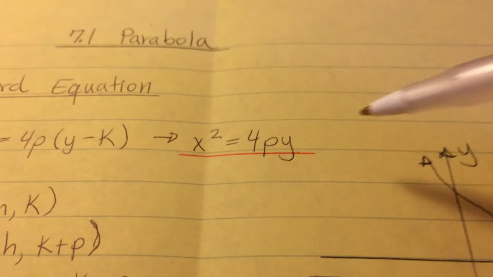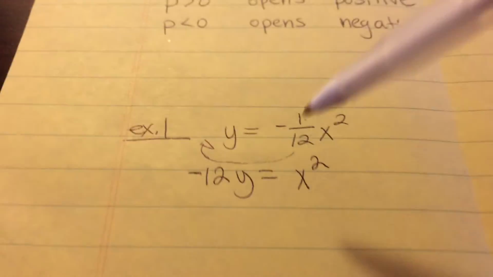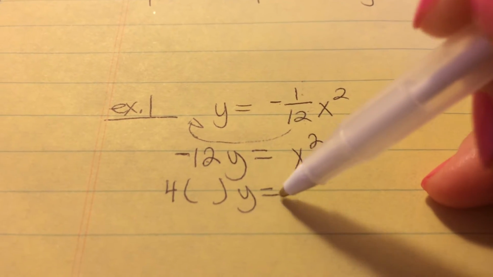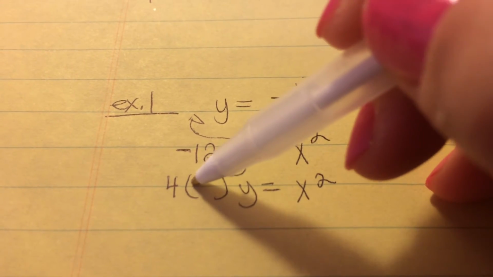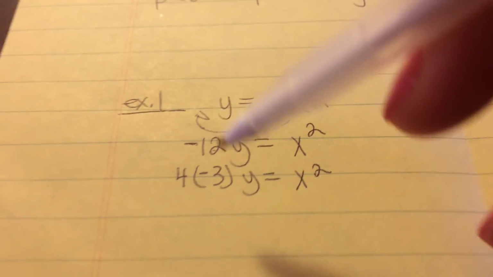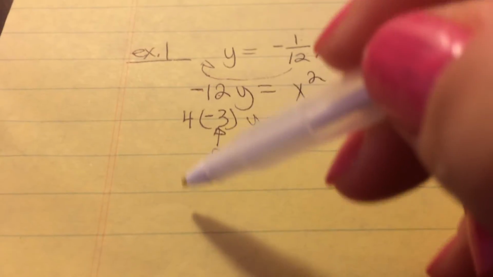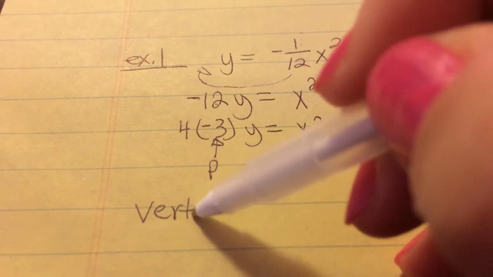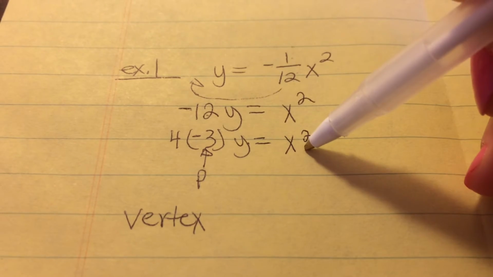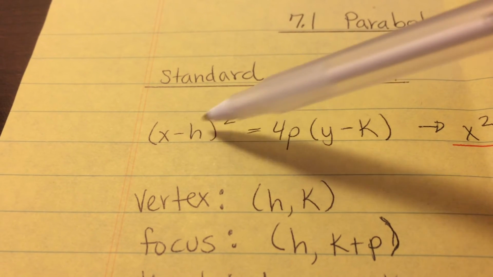Now, the formula says I have to have a 4, and then 4 times something, which is p. In this case, 4 times something has to give me negative 12. So it has to be negative 3, because 4 times negative 3 gives me negative 12. So this represents p. Then we do the same thing with the vertex. In this case, the vertex is going to become 0, 0, because if you have a y and an x like this, normally it's supposed to have some kind of parentheses, and that gives us the h, k.